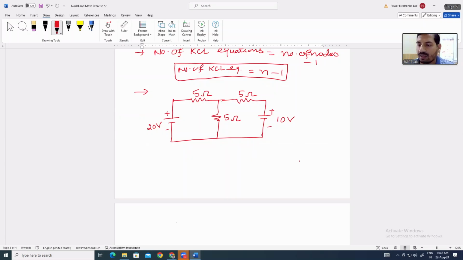So how many nodes are there in this circuit? 4 sir, 4. सर्किट में कितने नोड्स हैं? 4 sir. ये नोड होगा, ये नोड होगा, ये नोड होगा, ये नोड होगा, ये भी एक नोड होगा, ये भी एक नोड होगा, ये भी एक नोड होगा, ये भी एक नोड होगा.